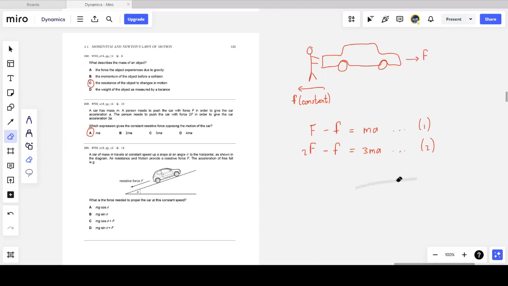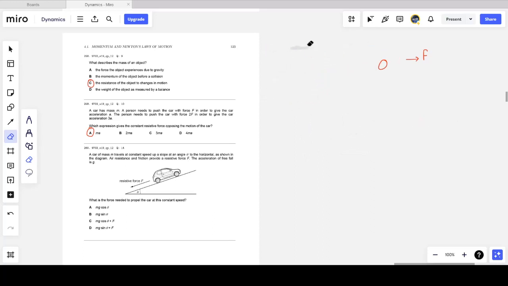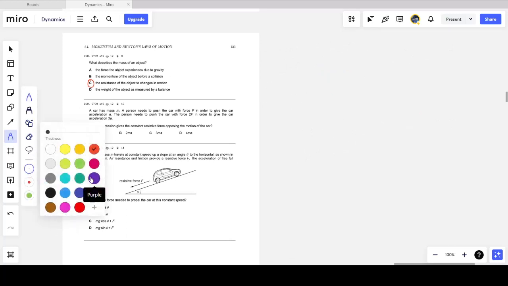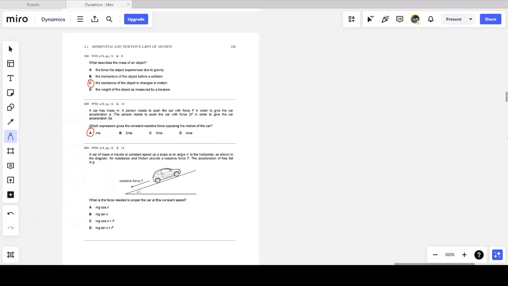The next question is question 260. It's from summer 2019. It's question paper 1, variant 2, and it's question 14 from that paper. Okay, we have a car of mass m traveling at constant speed up a slope at an angle theta to the horizontal, as shown in the diagram. Air resistance and friction provide a resistive force of F, and the acceleration of free fall is g. Okay, so we basically want to know the force that is needed to propel the car at this constant speed.